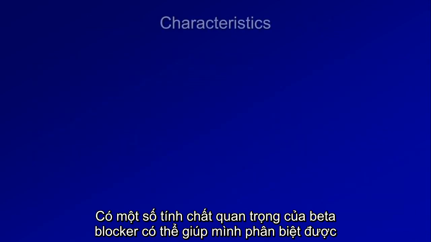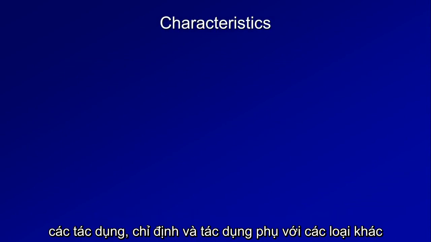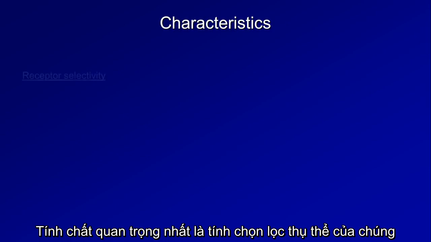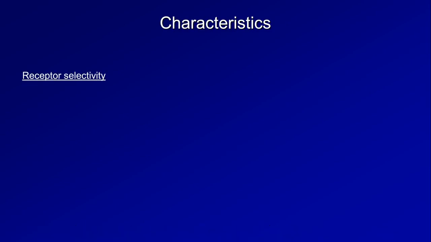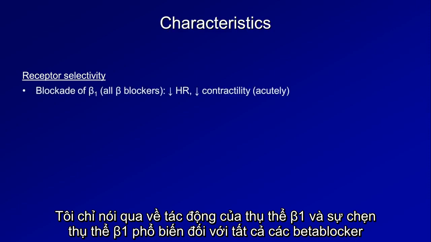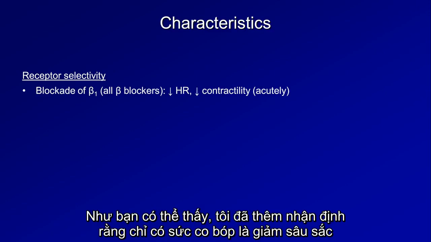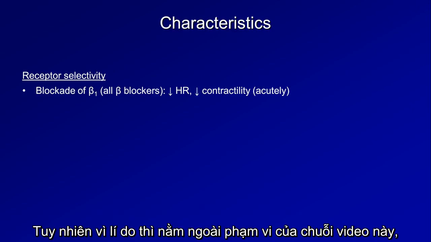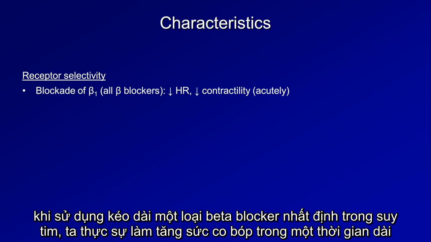There are several important characteristics of beta blockers that help to distinguish the actions, indications, and side effects from one another. The most important such characteristic is their receptor selectivity. I just reviewed the actions of the beta-1 receptor, and blockade of beta-1 receptors is common to all beta blockers. As you can see, I've added the qualification that contractility is only reduced acutely. However, for reasons beyond the scope of this series, the chronic use of certain beta blockers in heart failure may actually increase contractility in the long term.